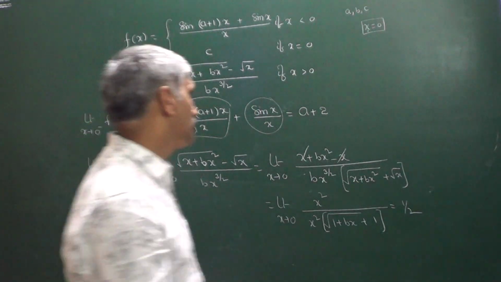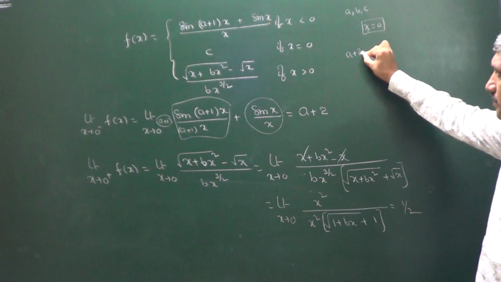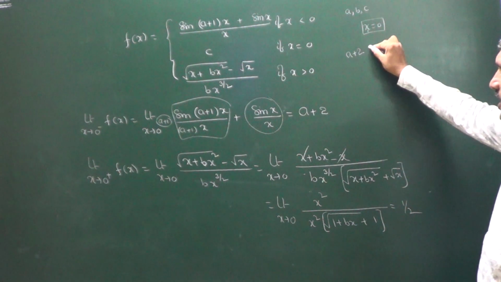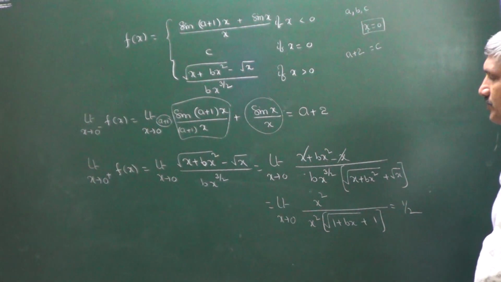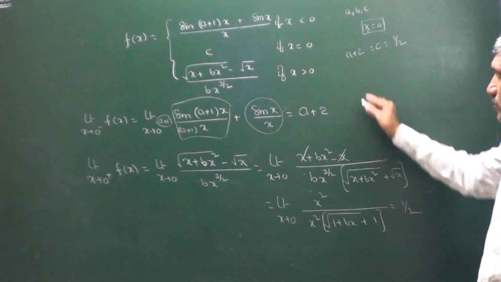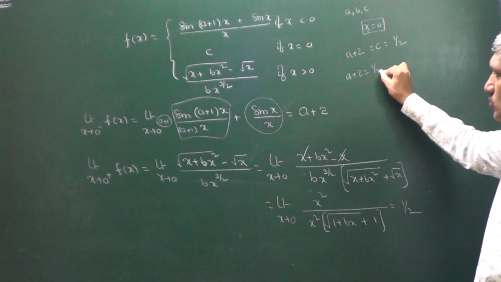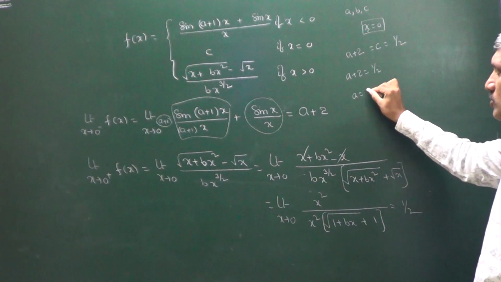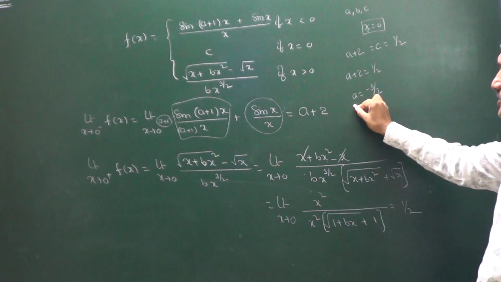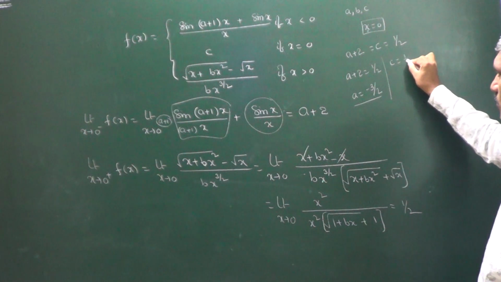Right? So with this information, the left hand limit we got is a plus 2. Functional value is equal to c. Right hand limit we got 1 by 2. Just now we got 1 by 2. So from this I can say a plus 2 must be equal to 1 by 2. That's why we can say the value of a is equal to minus 3 by 2. At the same time, c value must be equal to 1 by 2.